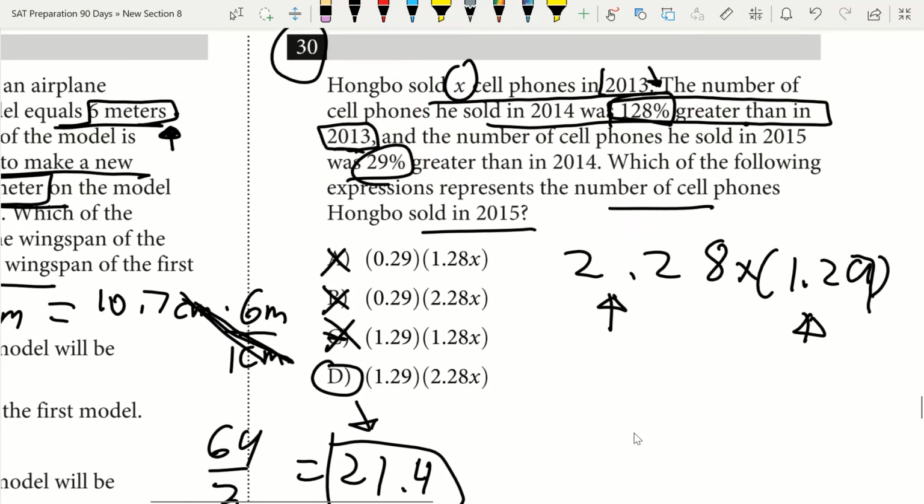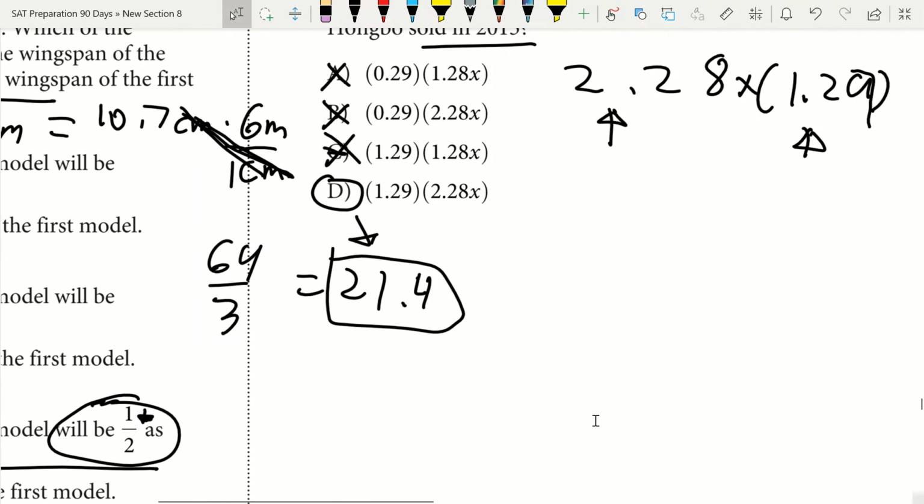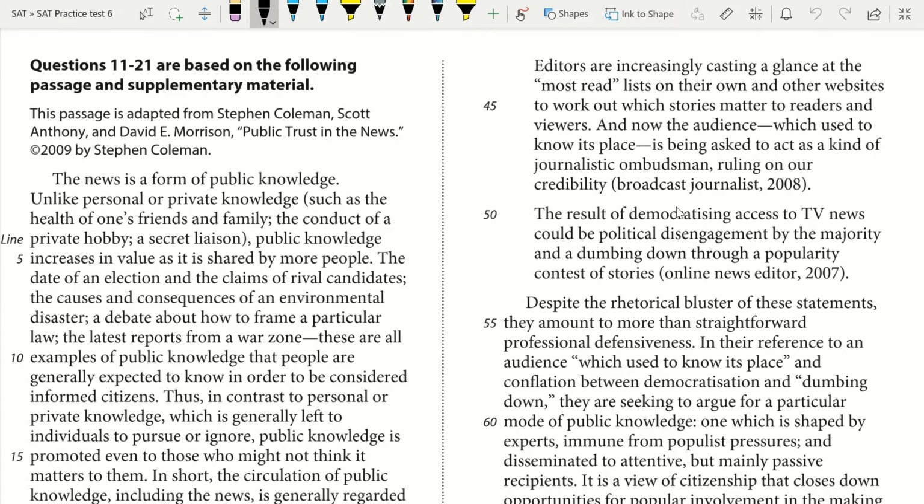All right, so you got D for number 30. That takes us through the math section today. Let's go ahead and switch over to the other section. All right, let's get started with the reading section for today.